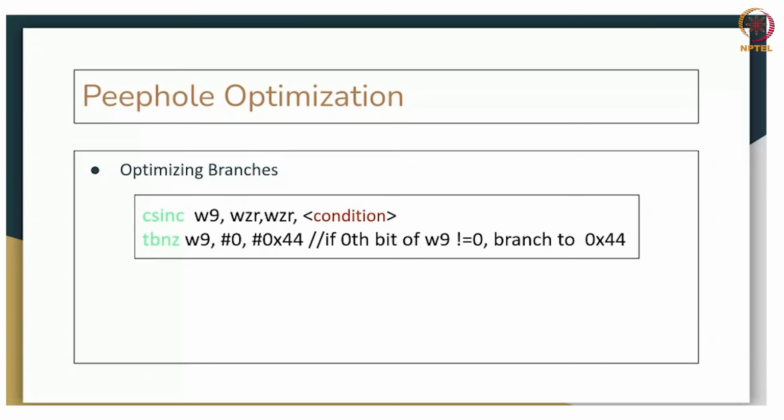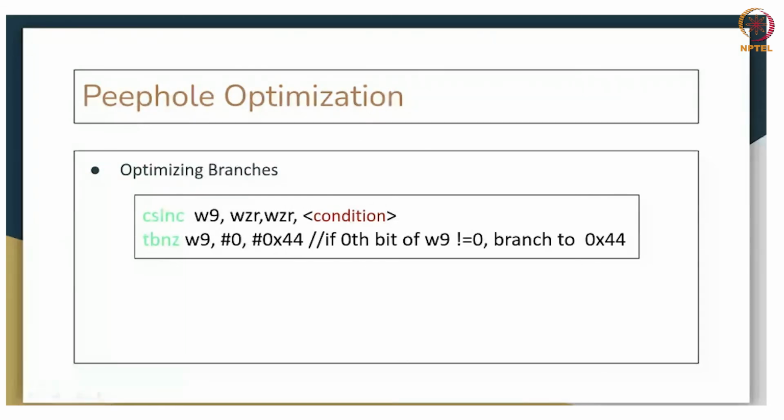So any doubts? These are machine dependent instructions and machine dependent code transformations. This can be converted to a conditional branch where you take the negative of the condition, and if that condition is true, you branch to address 0x44. Because if the condition is false, then W9 becomes the zero register plus 1, which makes W9 1 and non-zero. For that to happen, the negative of the condition should hold. So if the negative of the condition is true, then branch to 0x44.